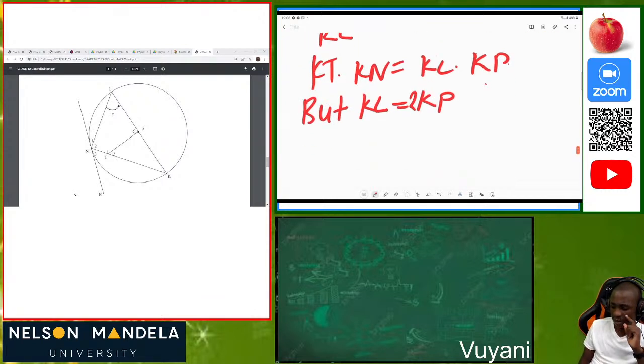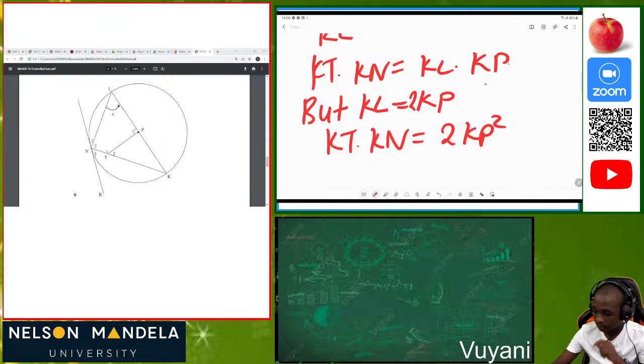So if it's equal to 2KP, you can have KT times KN is equal to 2KP squared. What are we proving again? Let me just double check again. We are proving that, okay, minus TP squared. All right, now are we still together, guys? Seems like we're still moving together.